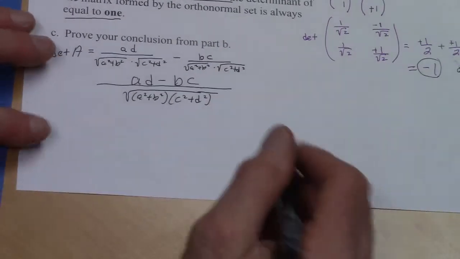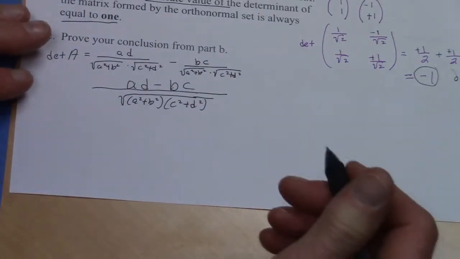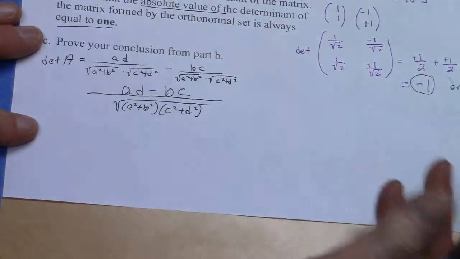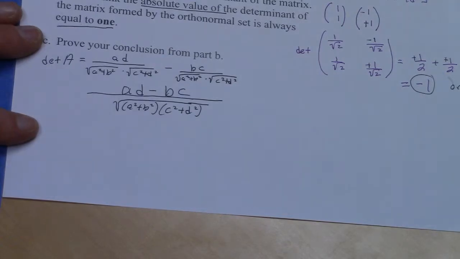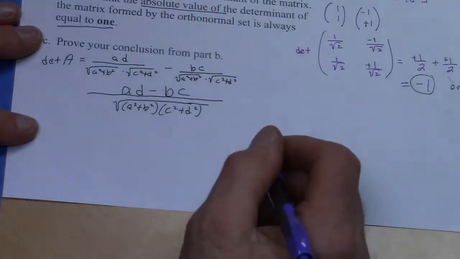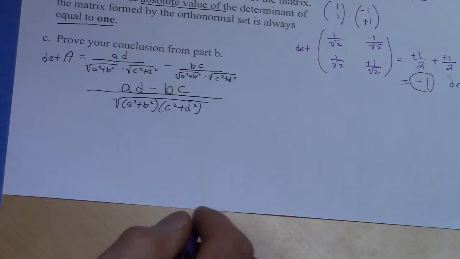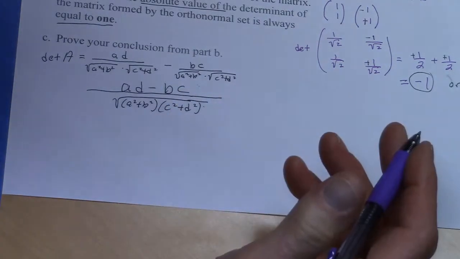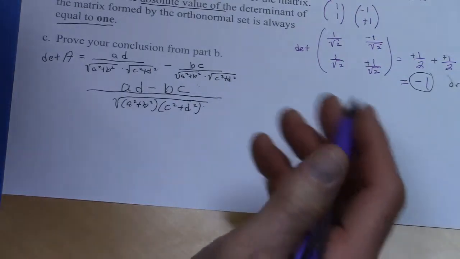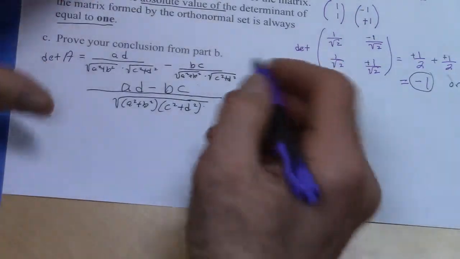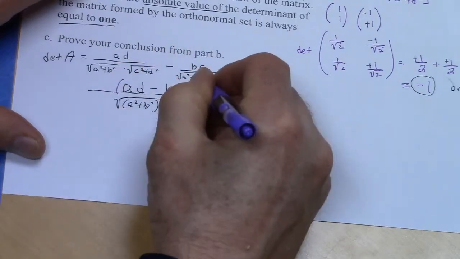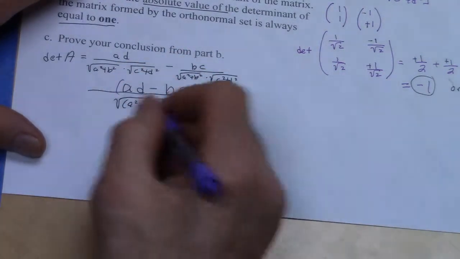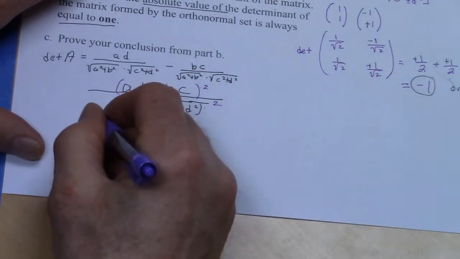So let's try to show that the numerator and denominator are equivalent, or that they could have opposite signs. If their signs are opposite, then if you square both of them, it doesn't matter if one's negative and one's positive, the answer will come out the same. So if we square the numerator and the denominator, those should be equivalent. So let's square AD minus BC.